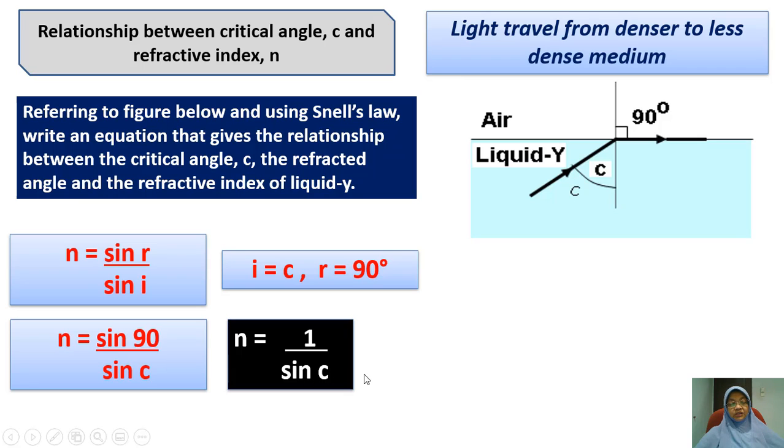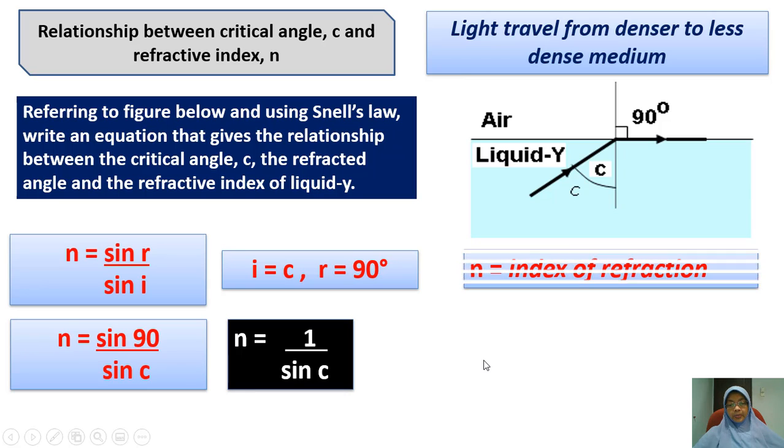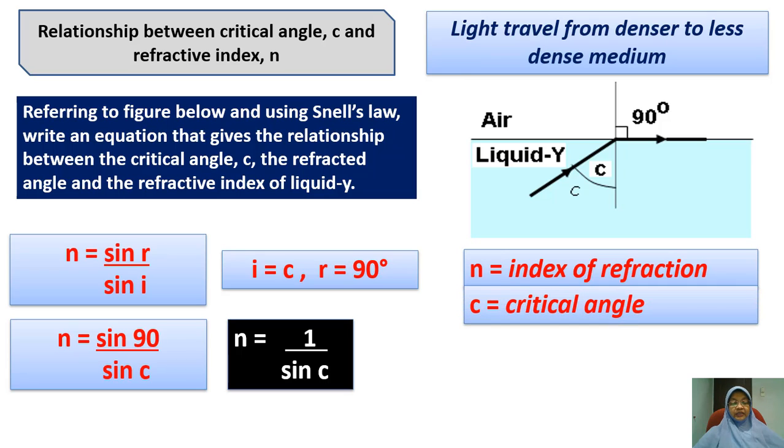So this is the formula that relates n, the refractive index, and the critical angle. So n and C are inversely proportional. n is the index of refraction, C is the critical angle.